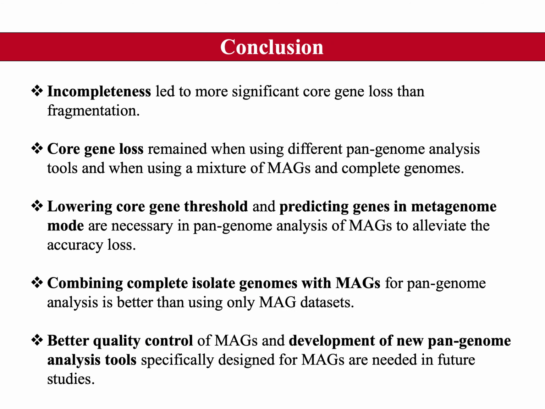All in all, incompleteness of MAGs leads to more significant core gene loss than fragmentation and contamination. Core gene loss remains when using different pan-genomic tools and when using a mixture of MAGs and complete genomes. In pan-genome analysis, using a lower core gene threshold and predicting genes in metagenome mode are necessary to alleviate core gene loss. It also helps to improve gene functional enrichment analysis and phylogenetic analysis.